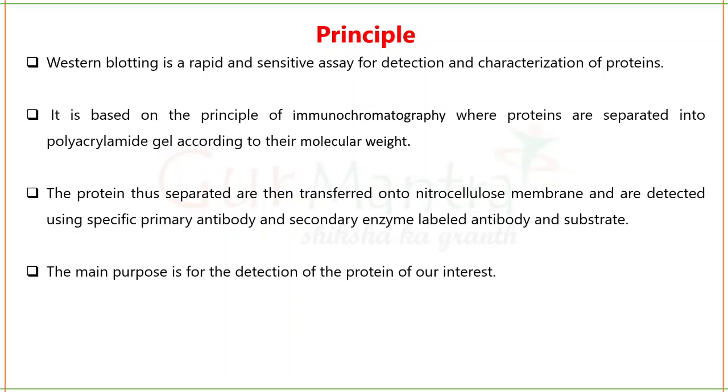But how will you know that? You will know that by the secondary antibody, which will be labeled with an enzyme. This secondary antibody will bind to the primary antibody, which has been bound to the antigen. Now you will add the substrate. The substrate will react with the enzyme and produce color. The production of color tells you about the presence of your protein of interest. In this technique, which particular band is your protein of interest can be found. The main purpose is the detection of the protein of our interest.